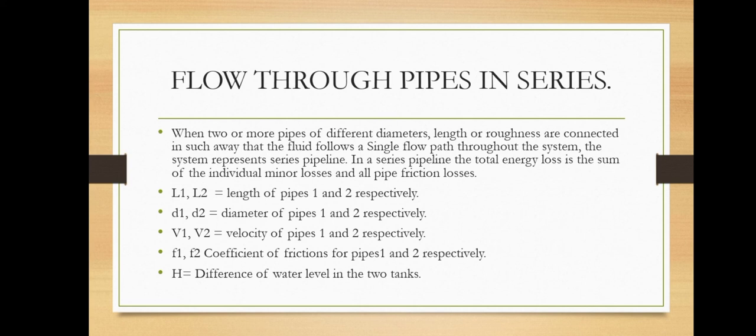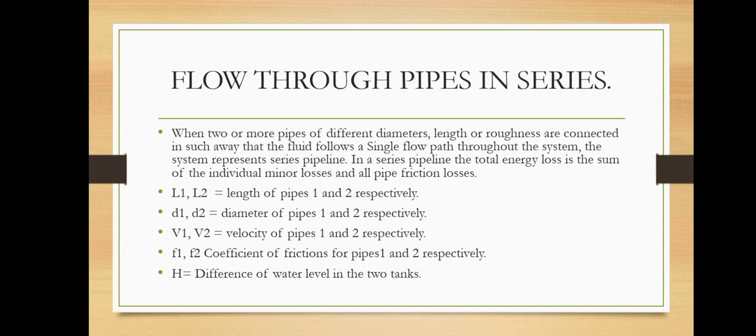Flow through pipes in series. When two or more pipes of different diameter, length or roughness are connected in such a way that the fluid flows in a single flow path throughout the system, the system represents a series pipeline. In the series pipeline, the total energy loss is the sum of the individual minor losses and all the pipe friction losses.